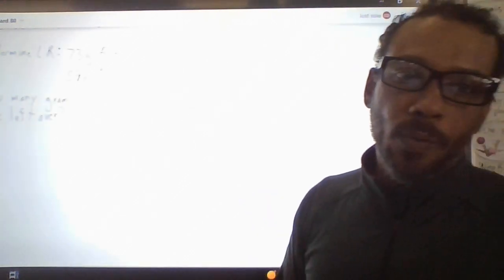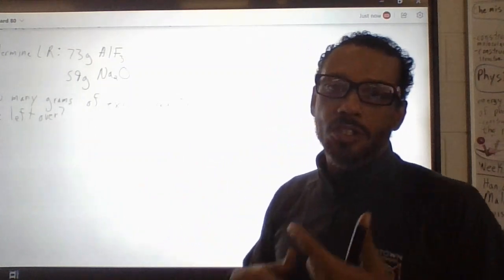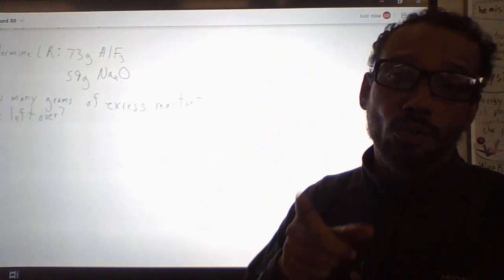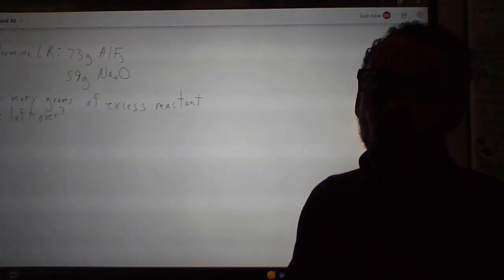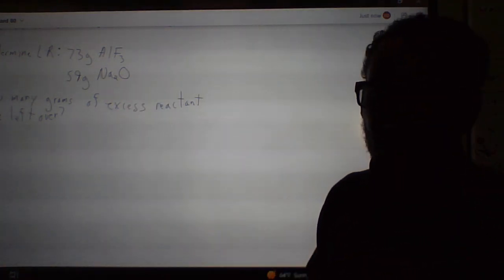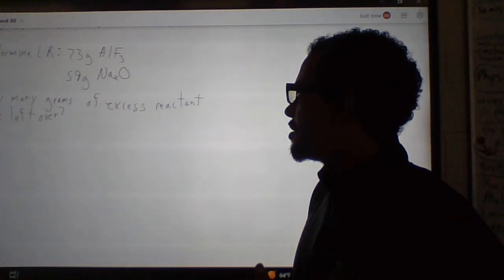All right, so on this one, instead of moles, they've given us grams. That's not a problem. We're just going to use molar mass to go into moles first. Then once we get into moles, we can convert into moles of one of the products. We'll just pick one. I'll probably use NaF again, simply because it's an easier one to deal with.